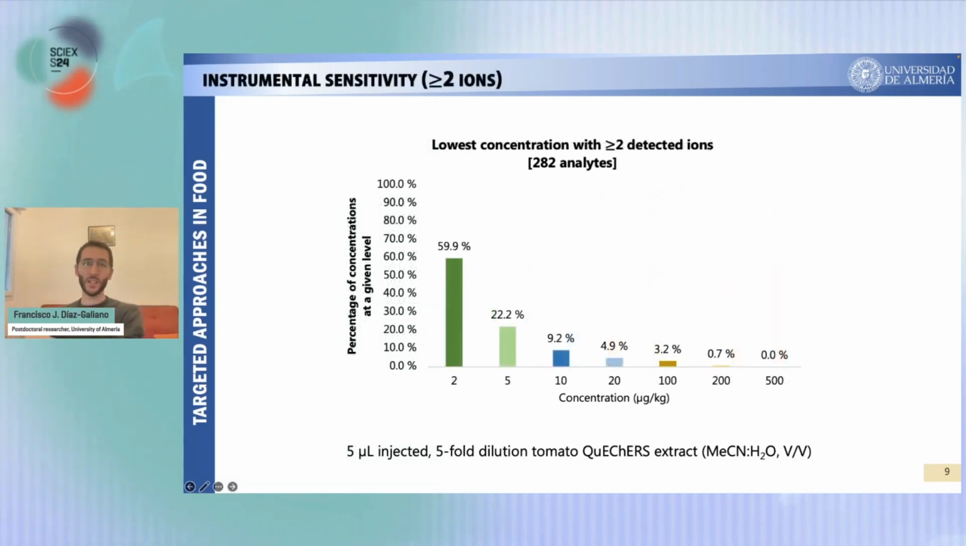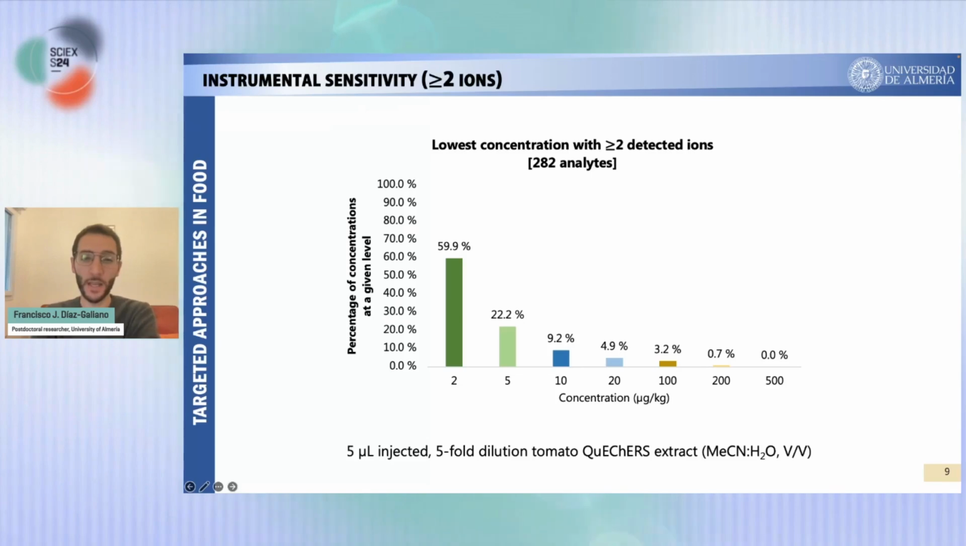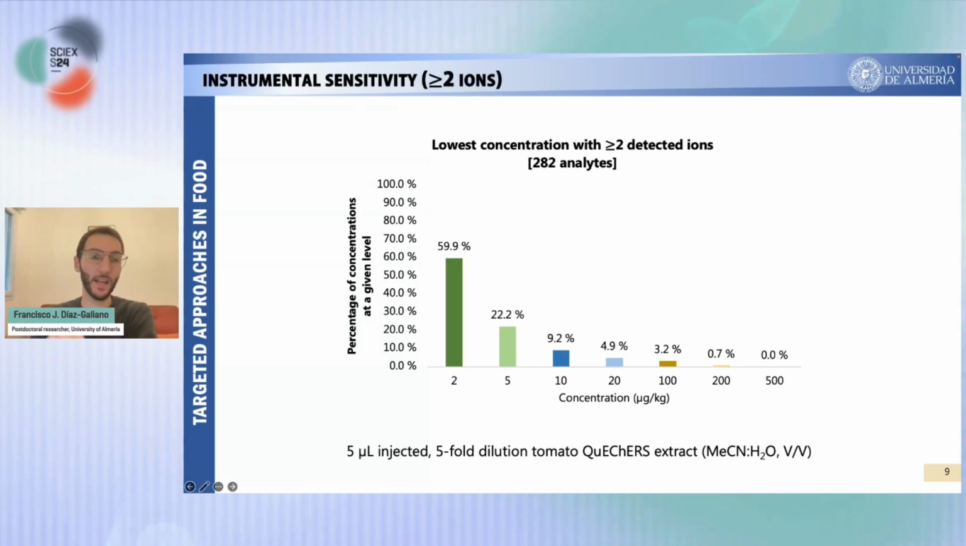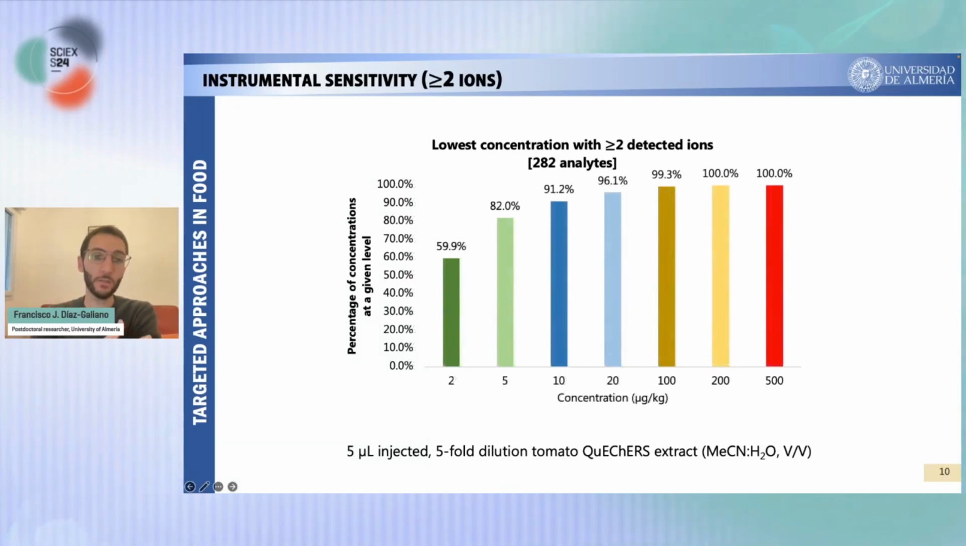Now, moving to the detection of 2 ions with mass accuracy under 5 parts per million, or under 1 millidalton for ions under m/z of 200, the figure on screen shows that almost 60% of pesticides could be adequately detected at 2 parts per billion. And again, looking at the cumulative data, in this case, for the detection of 2 ions, over 91% of all pesticide residues could be detected at the 10 ppb concentration level.